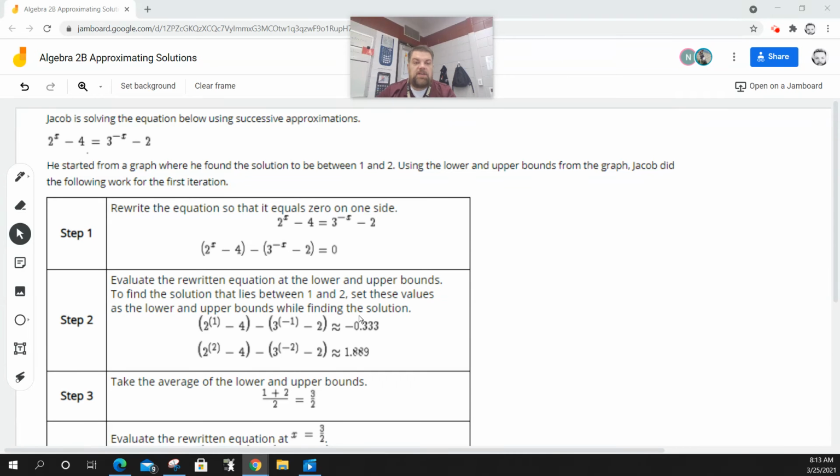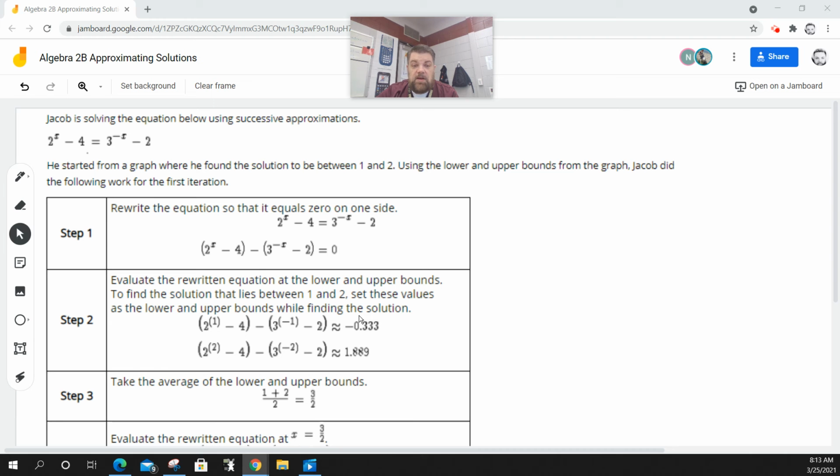So Jacob is solving the equation by using successive approximations. His equation is 2 raised to the x minus 4 is equal to 3 raised to the negative x minus 2. He started from the graph where he found the solution is between 1 and 2. Using the lower and upper bounds from the graph, Jacob did the following work for the first iteration.